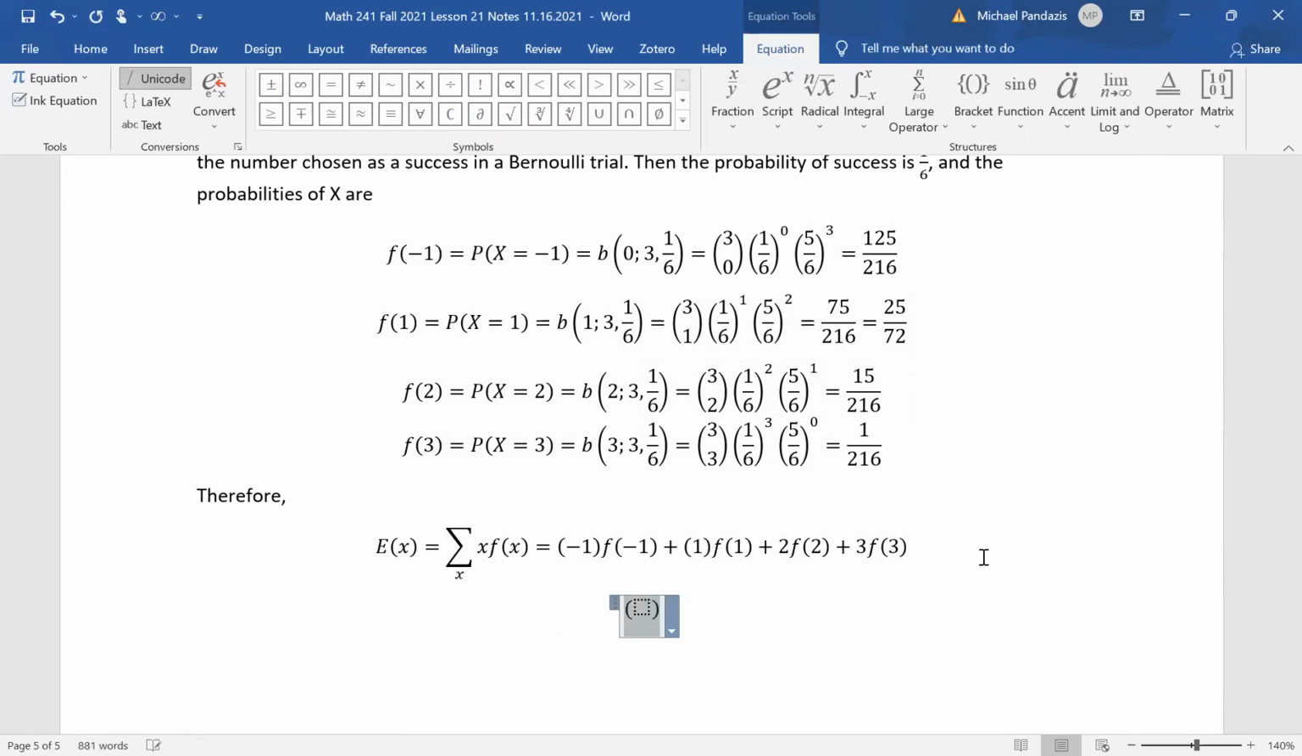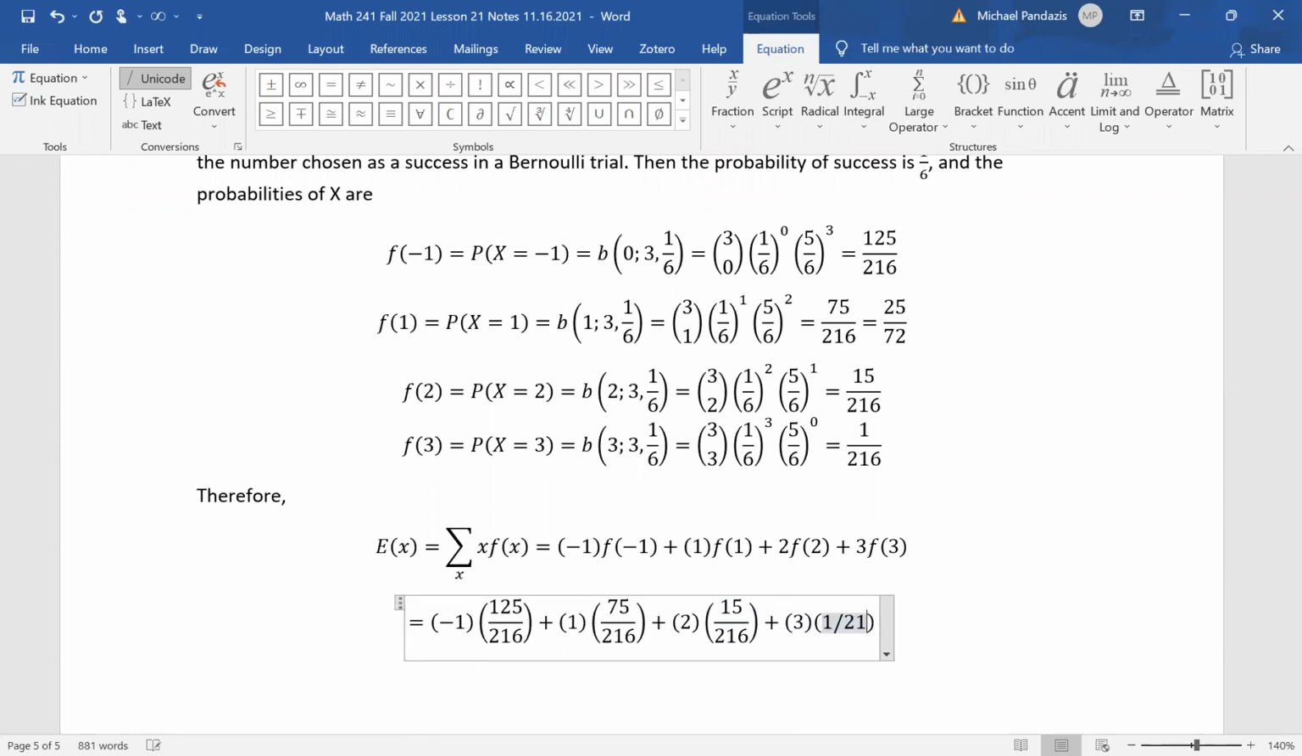So this is equal to -1 times 125 divided by 216, plus 1 times f of 1, which is 25 over 72, or I'm going to write it the other way, 75 divided by 216, just because everything will have the denominator of 216, plus 2 times f of 2, which is 15 divided by 216, plus 3 times f of 3, which is 1 divided by 216.